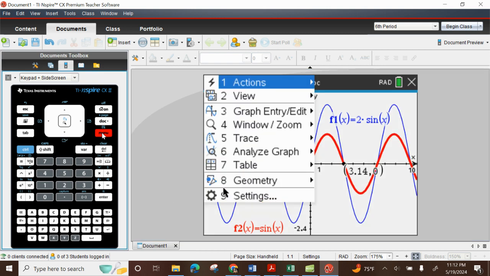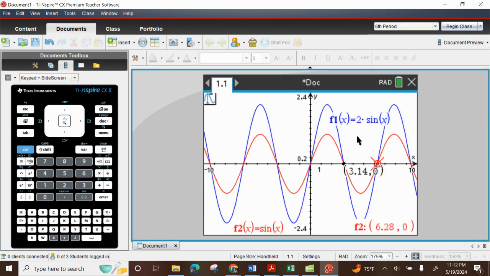So if I hit Graph Trace, look what happened when I put a 2 in front of my sine wave. My original sine wave is the red. So once again, I'm going up to 1. And you can already see that's going to be a major difference between the two waves. I'm going down to 0, down to -1, and back to 0. And you can see 6.28. That is a period of 2 pi.